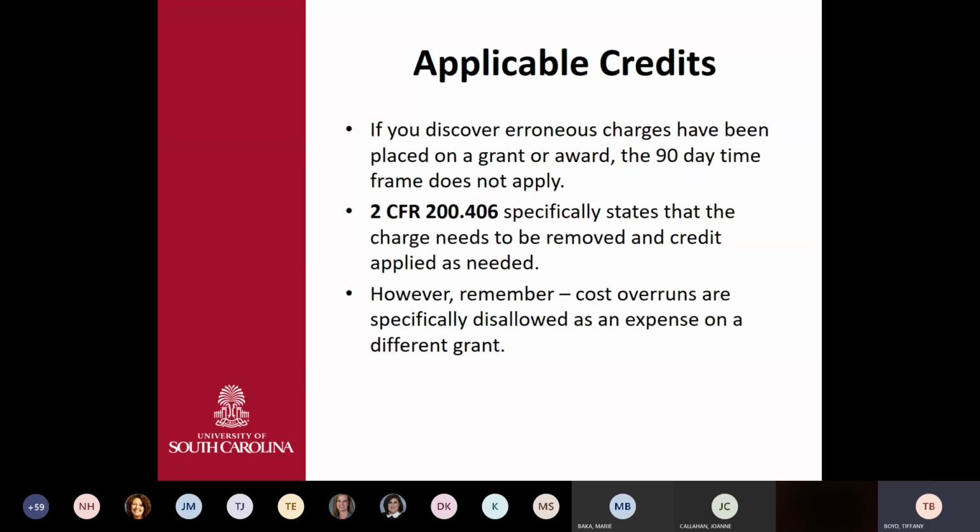if that makes sense. And the other section we always like to point out is section 406. So if you discover an erroneous charge has been placed on a grant or award, that 90-day time frame does not apply. The government always wants their credit. They always want their refund. So just keep that in mind. So there's no time frame associated with fixing it if you identify an error, as it relates to removing an expense. But depending on how long it took you to catch that, it may be too late to put it where it belongs, and you may have to put it on an A or an E fund.